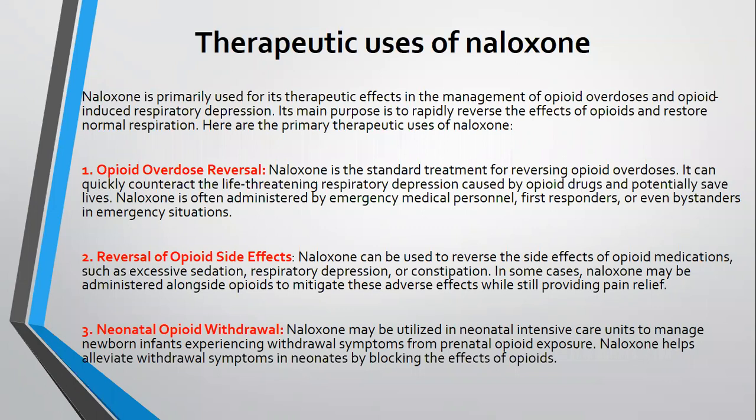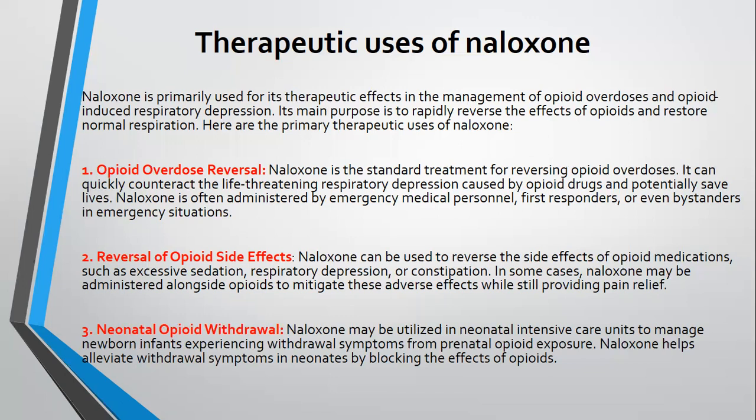The main function of naloxone is to reverse opioid overdose, and naloxone is often administered by emergency medical personnel, first responders, or even bystanders in emergency situations. It can quickly counteract the life-threatening respiratory depression caused by opioid overdose and potentially save the lives of drug addicts.